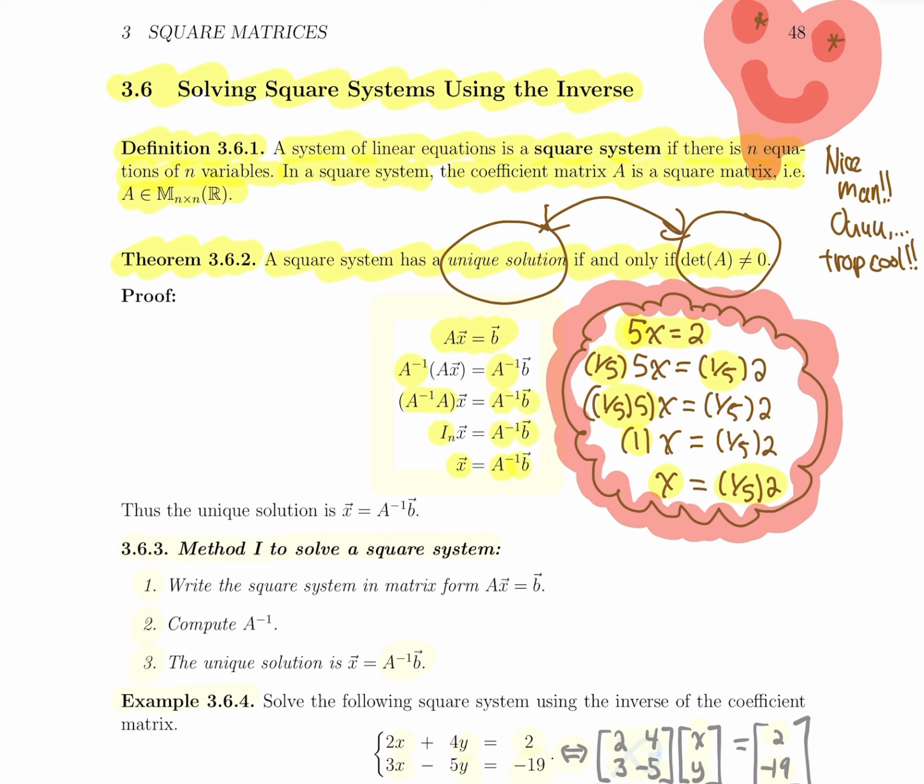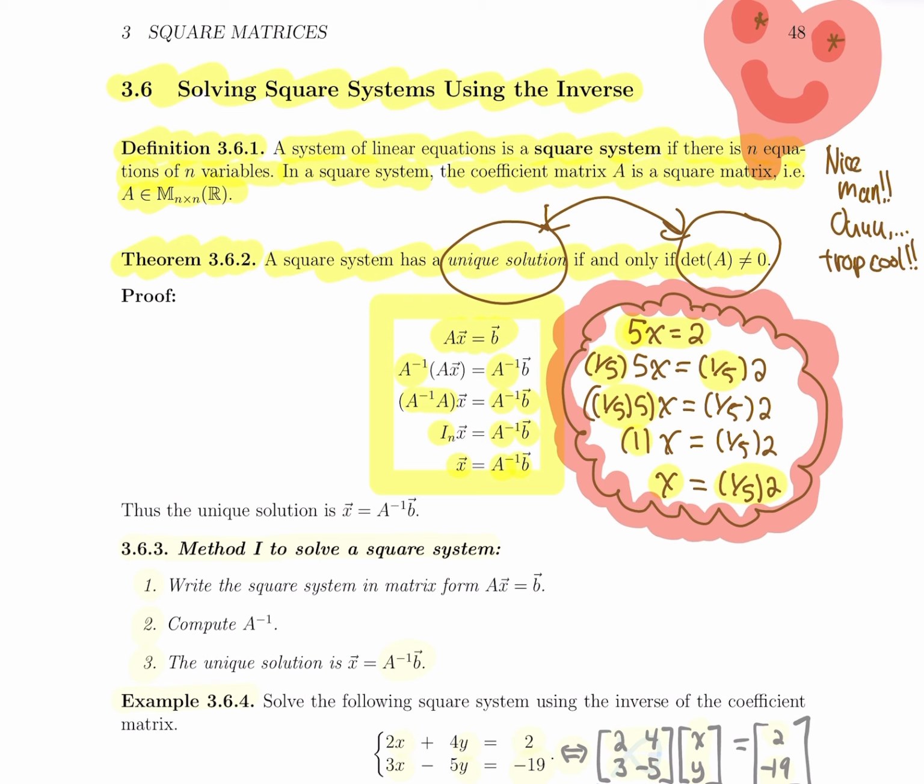It's the exact same idea here. It's just we're using fancy terminology and notation, but it's the exact same thing. The unique solution is the inverse of A times b. It's like I'm dividing by A on both sides.